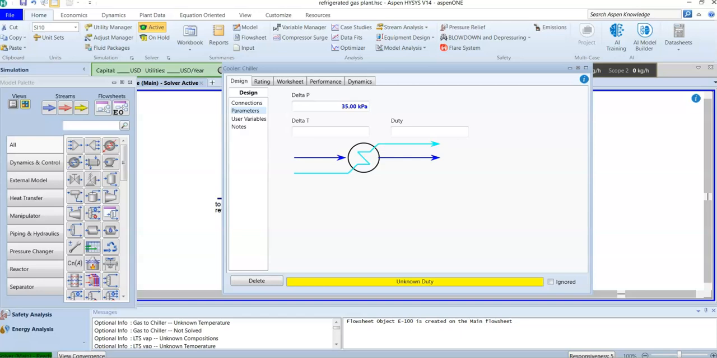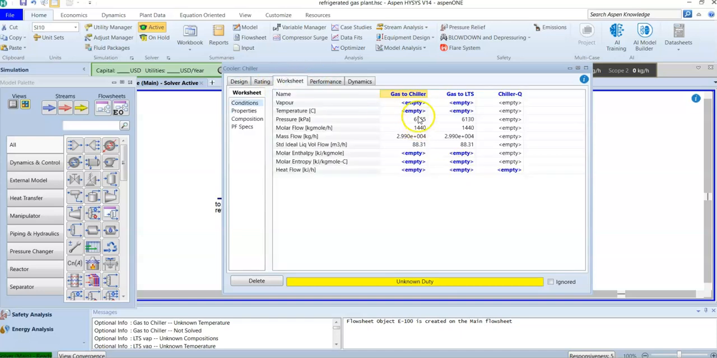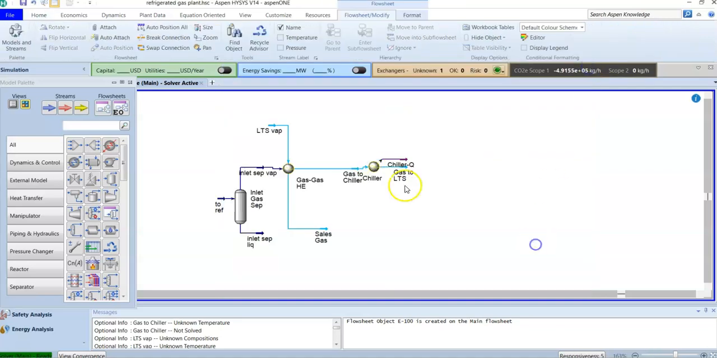Here, as I mentioned before, it is not recommended to add the duty information if you are simulating a steady state of an actual plant. For the chiller, it's always recommended to go to the worksheet. If you have an inlet temperature, you define the outlet temperature and the duty will be back calculated. Okay, so now I have added all the information I have. I don't know the exit temperature because I don't know the inlet temperature.